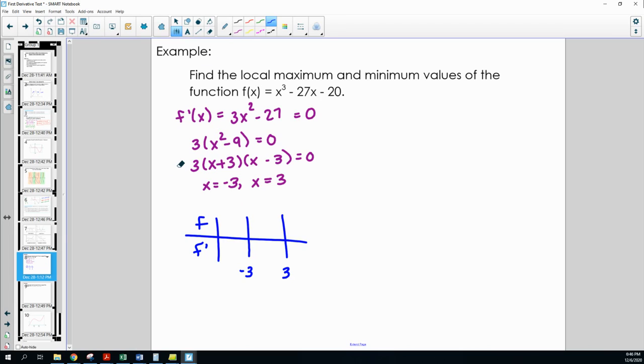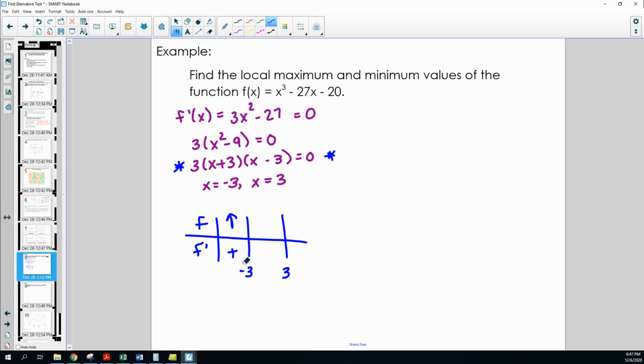And again, I will plug it into this. Okay, I can ignore that 3 because it's just a constant. So I'm really just plugging it into this x plus 3, x minus 3. So if I pick a number that's less than negative 3, so negative 4, this is going to give me a negative value. This is going to give me a negative value. So negative times negative is going to give me positive. So that means that the original graph is going to be increasing.